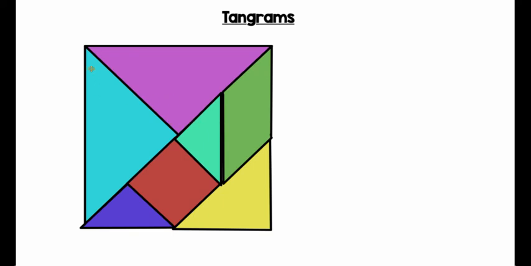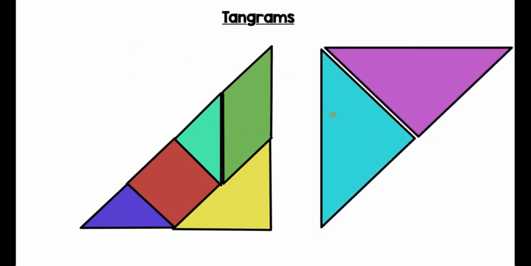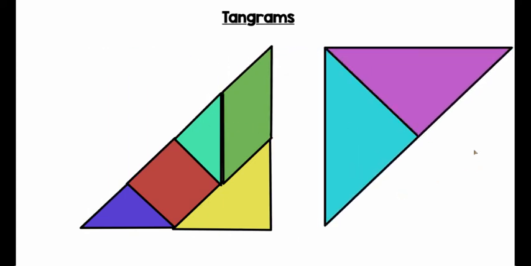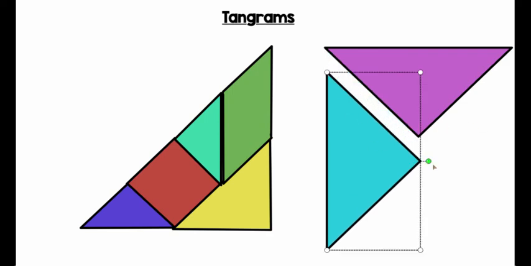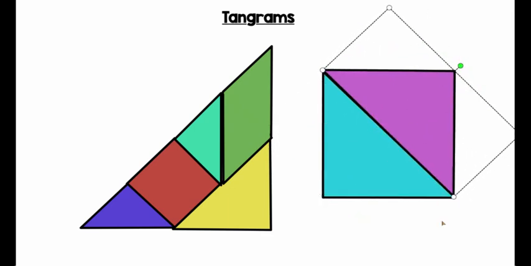So for instance, just a really quick example is you can take the two large triangles. If you put them together like this, then you have a larger triangle. But with a little bit of rotation, you now have a square. So there are many designs that you can make with tangrams. There's a lot of online tangram activities.